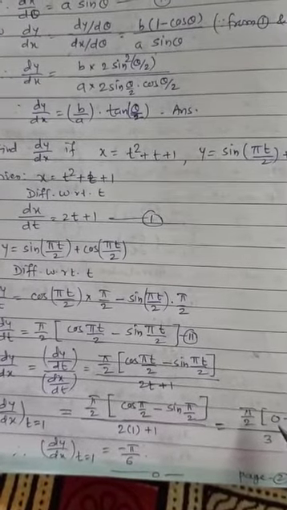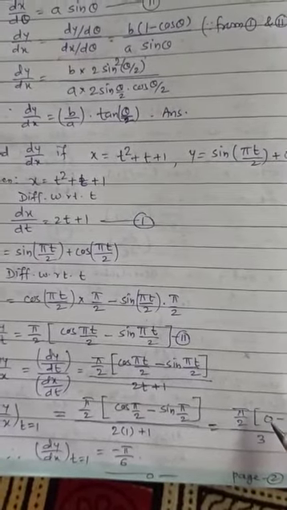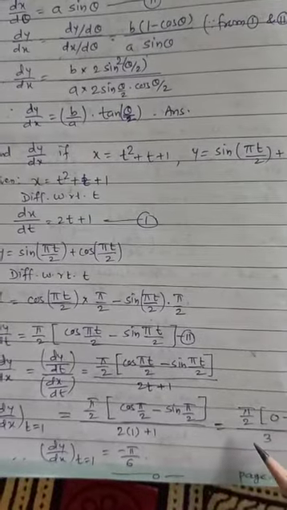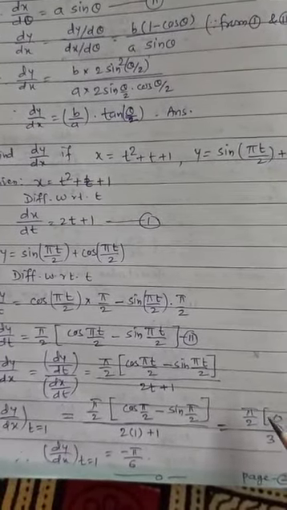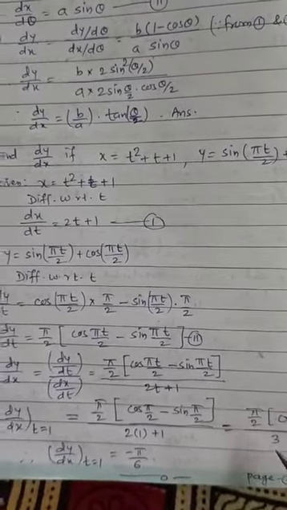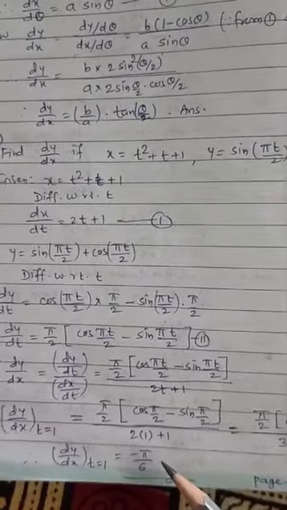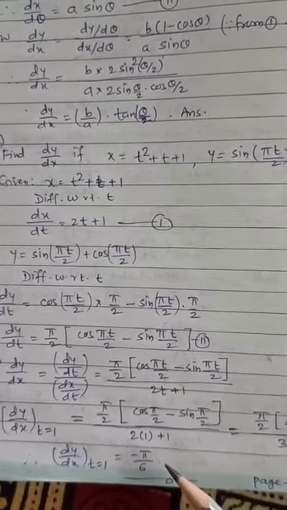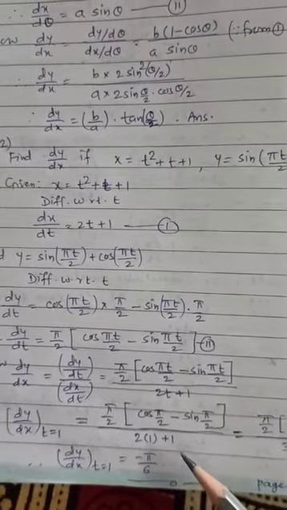Simplify, or put the values of sin pi by 2 and cosine pi by 2. Cosine pi by 2 is 0, minus 1, and the denominator is 3. So the numerator is minus pi by 2 divided by 3, which means the final answer is dy by dx at t is equal to 1, which is equal to minus pi upon 6.